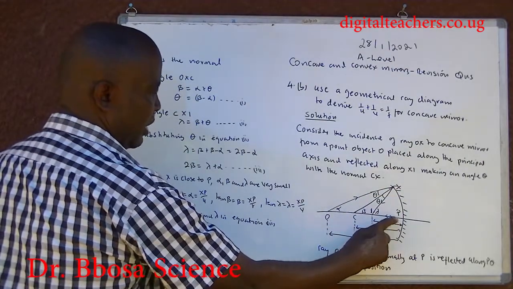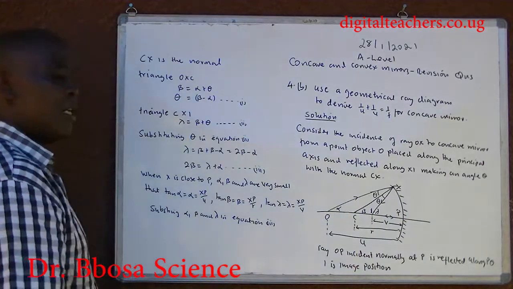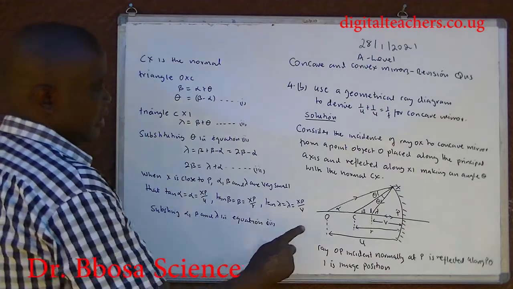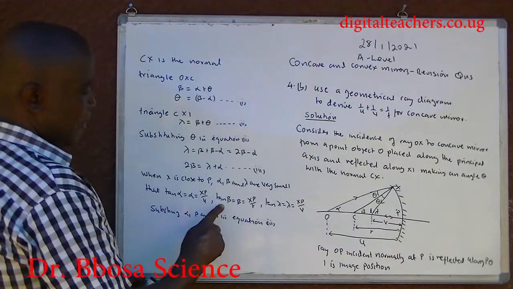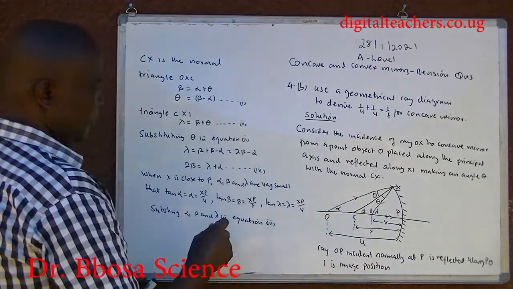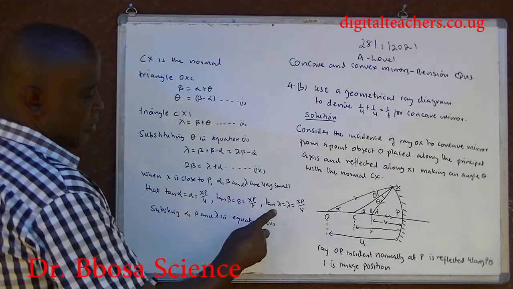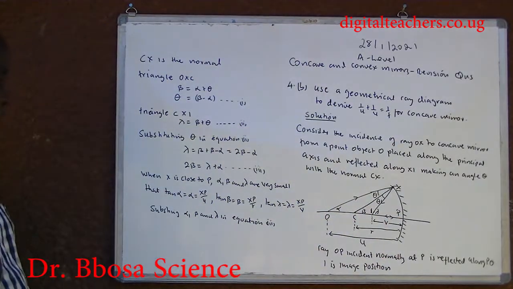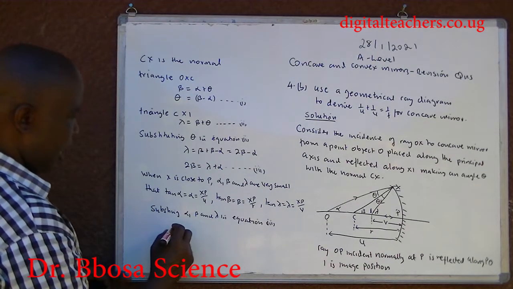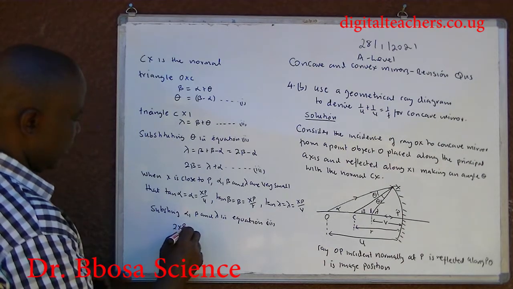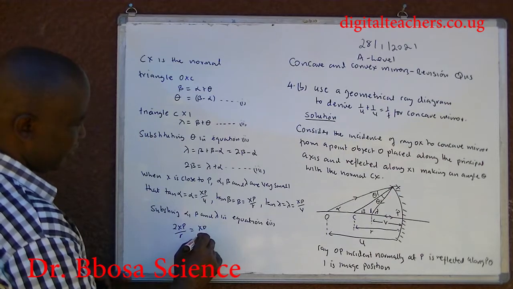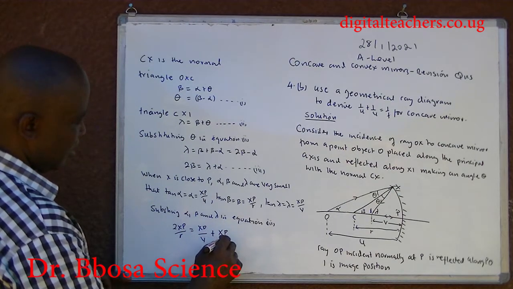When X is close to P, angles alpha, beta, and lambda are very small. Then tan alpha is approximately equal to alpha, which is equal to XP over u. Tan beta is equal to beta, which is equal to XP over r. Then tan lambda is equal to lambda, which is equal to XP over v. Substituting alpha, beta, and lambda in equation 3, then we have 2 XP over r is equal to XP over v plus XP over u.